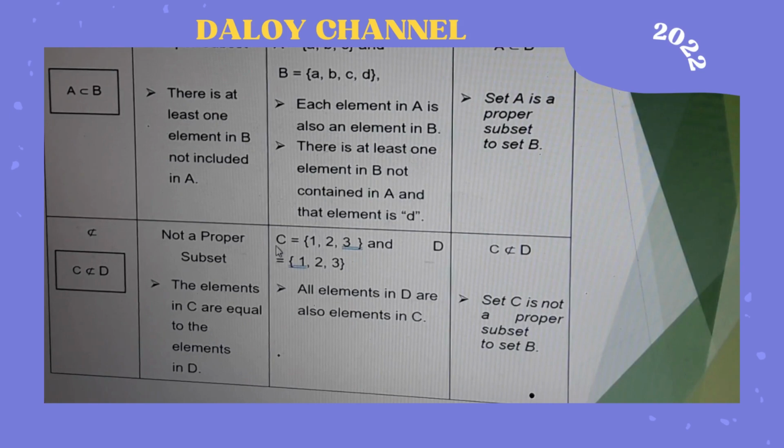So for example, C contains the elements 1, 2, 3, and D contains 1, 2, 3. So all the elements in D are also elements in C. Therefore, C is not a proper subset of D.